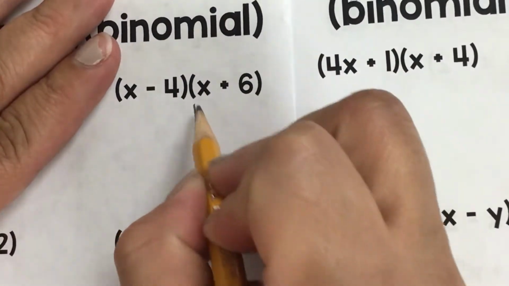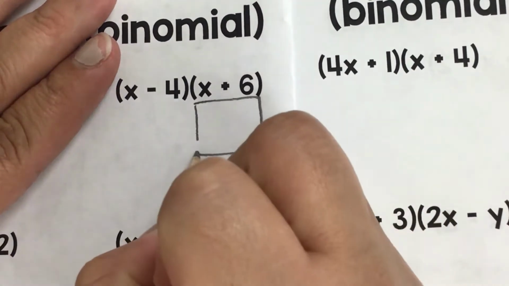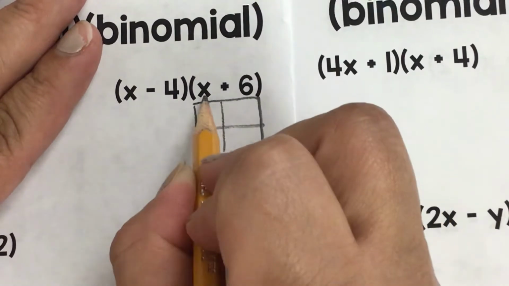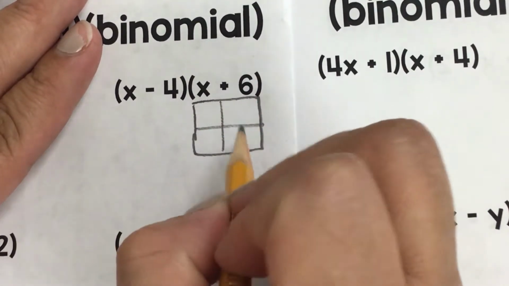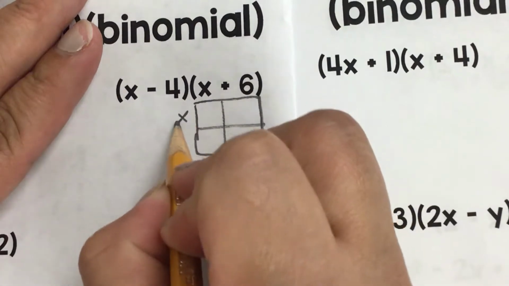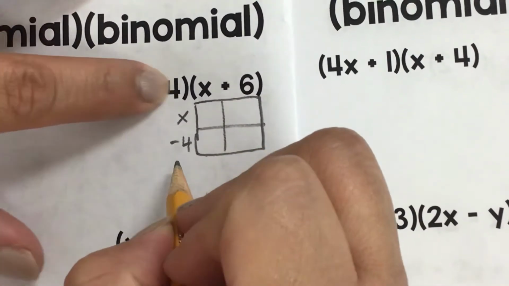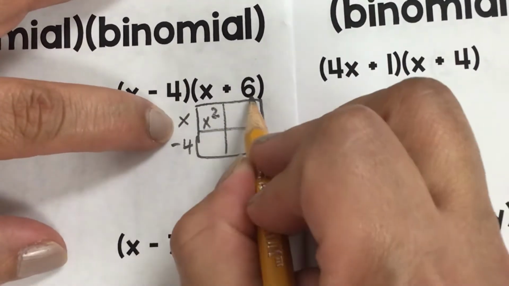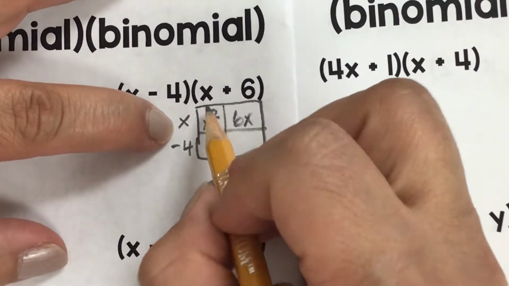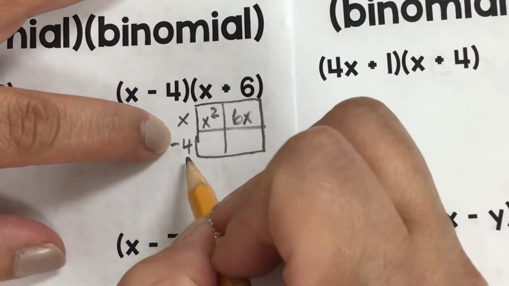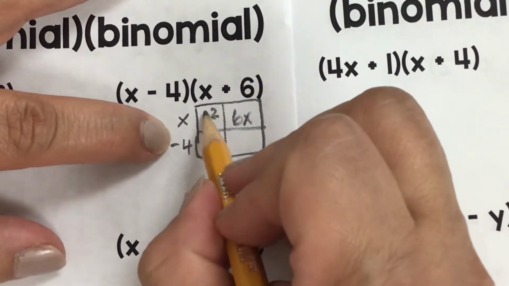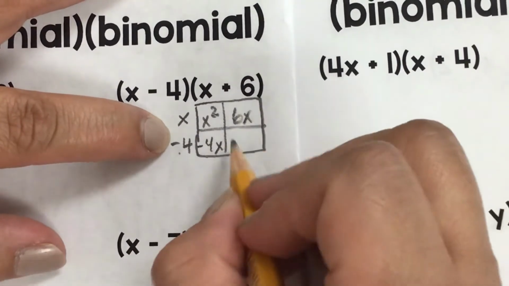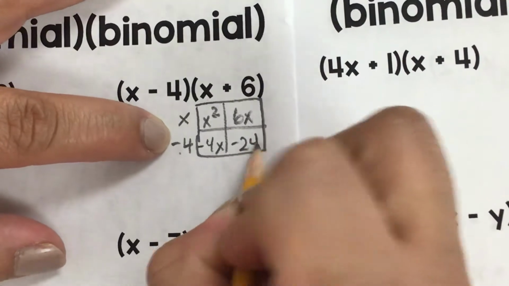What I have the students do is make a box like this, where you have two terms because of your x and because of your 6. And then here, I'm going to put the 4 and the negative 4 for these two terms. X times x gives me x squared. 6 times x gives me 6x. 4 times x gives me negative 4x. And then negative 4 times 6 gives me a negative 24.